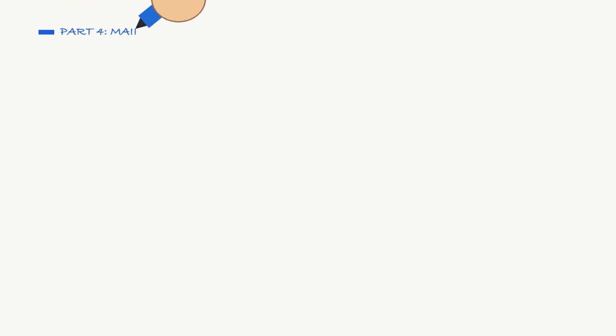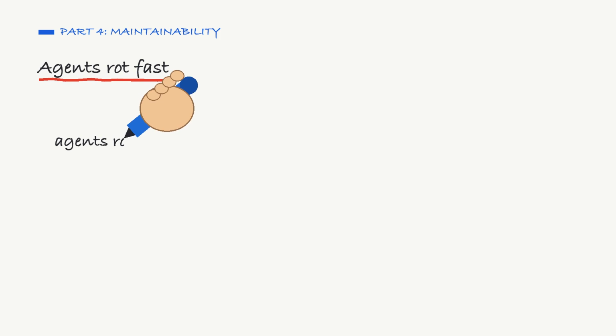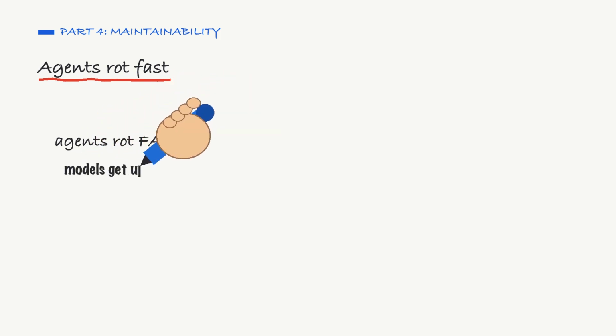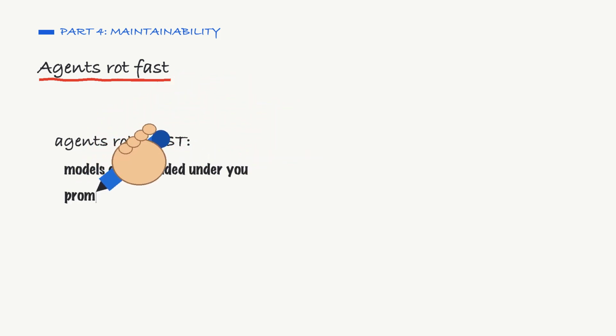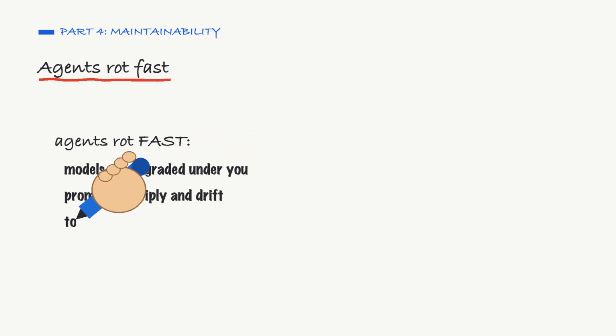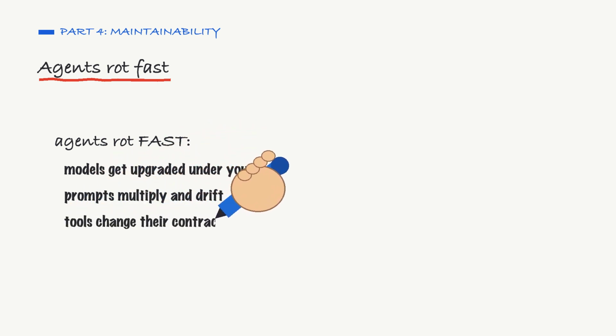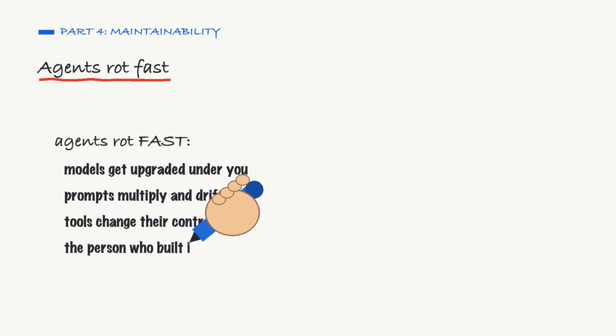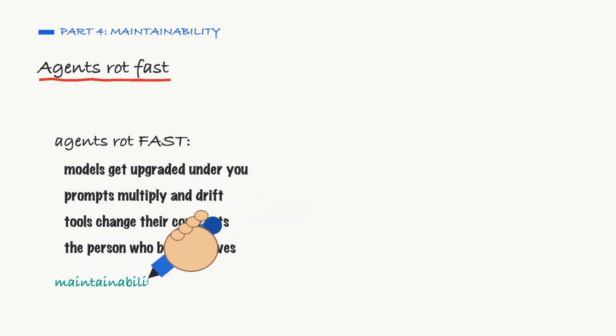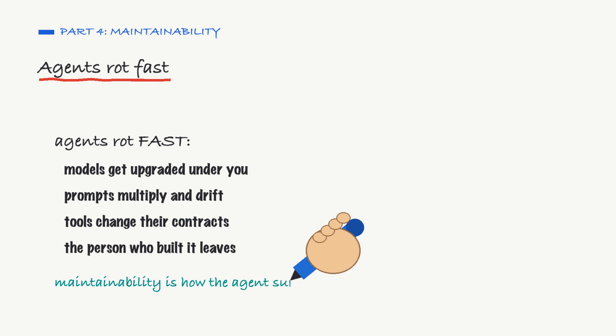Part 4. Maintainability, the least glamorous and most underrated dimension. Agents rot fast. Models get upgraded underneath you. Prompts multiply and drift. Tool contracts change. And one day, the person who built it leaves. Maintainability is what lets the agent survive its 2nd year. 3 ingredients: modular architecture, configuration conventions, and documentation that works.